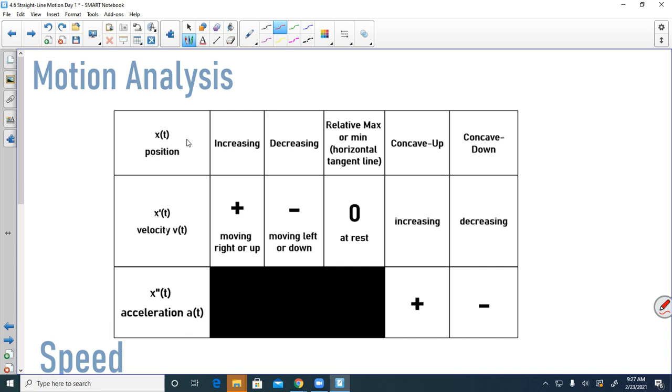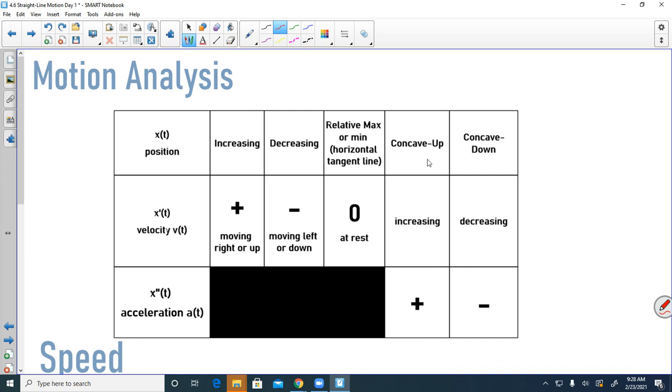So we'll have, there aren't quite as many rows for this because the questions that I'll ask you don't look for all of those specific details. But I will be asking you, when is position increasing? When is position decreasing? How do you find the relative max or min? What does it mean if the position graph is concave up? But it's the same placement of these derivatives in the same order.